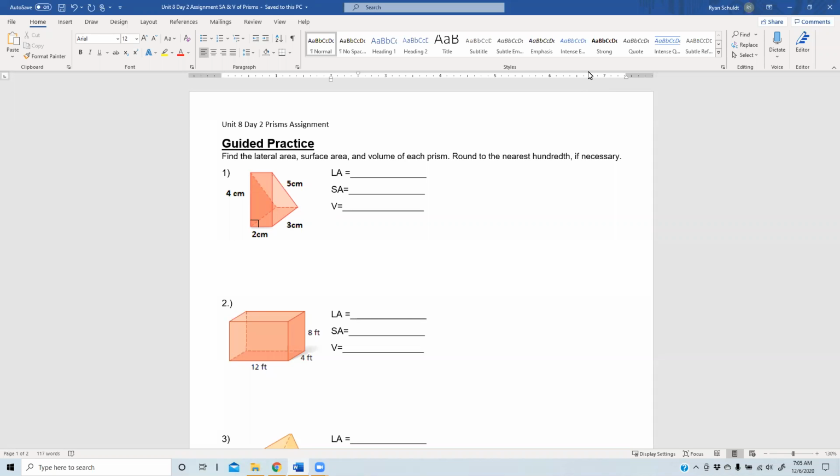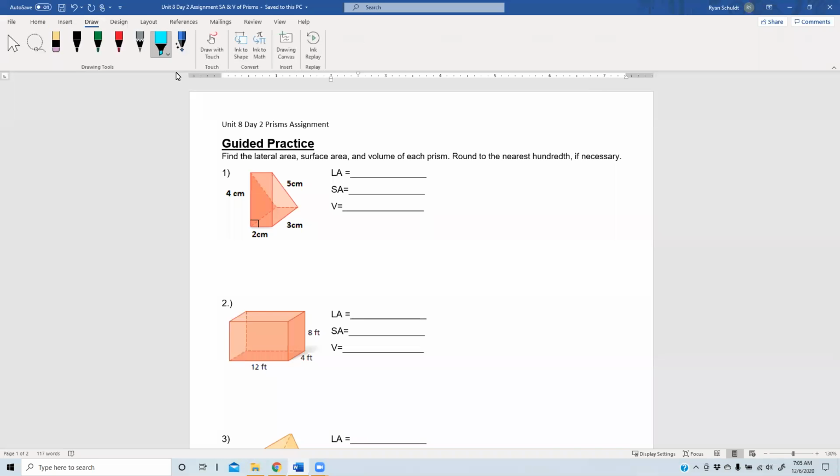Now, for the first one, what we have to do is look at the bases. The only shape I see that's not a rectangle is this triangle here. That means it's our base. This is a triangular prism.